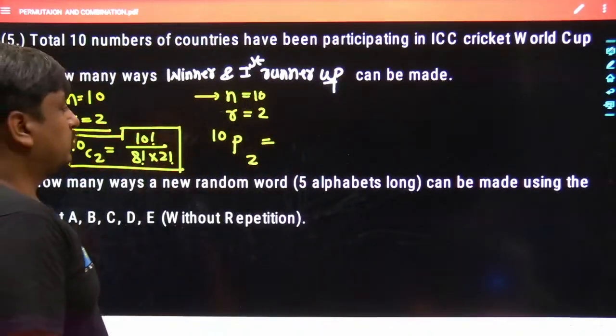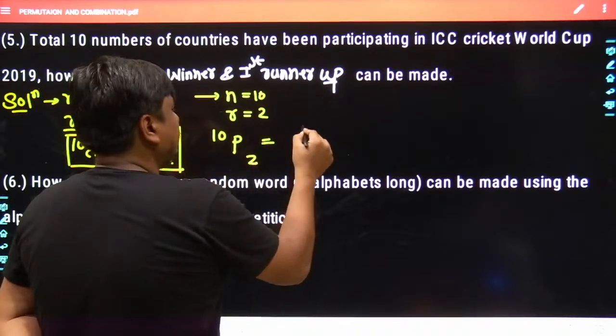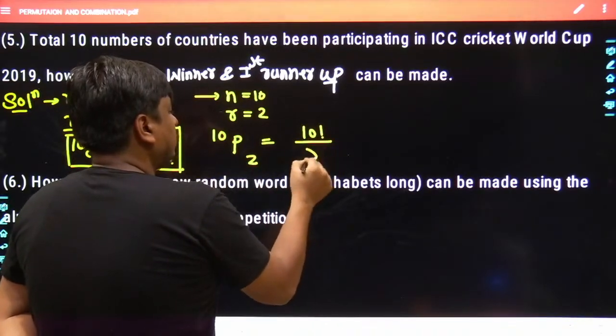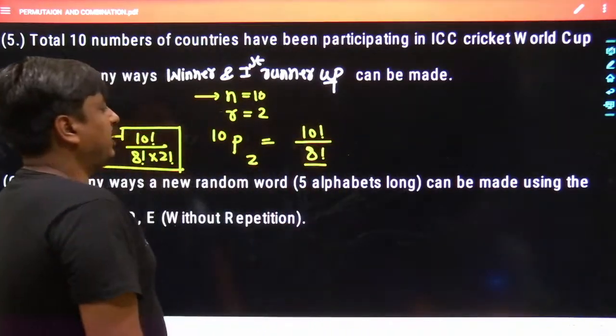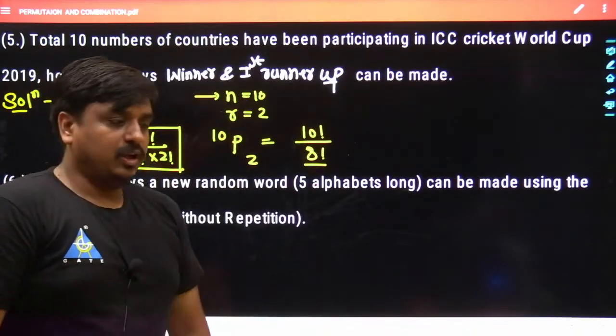Agreed? So may I know what should be the answer over here? The same concept which we have been using: 10 factorial divided by 8 factorial. Clear, no?